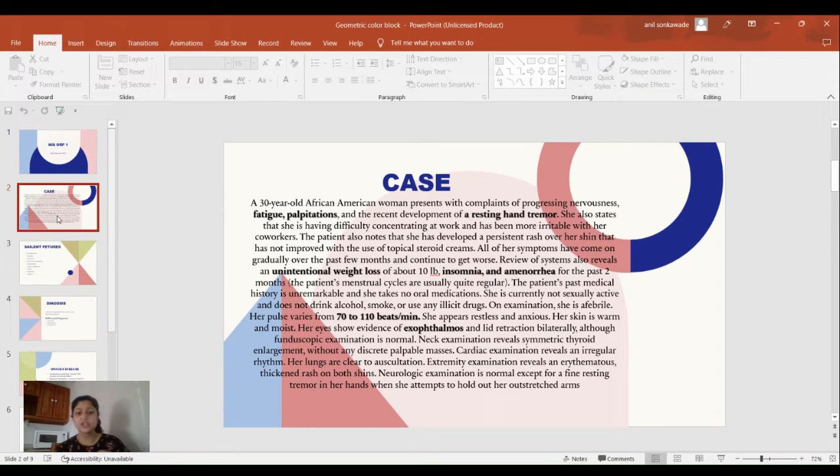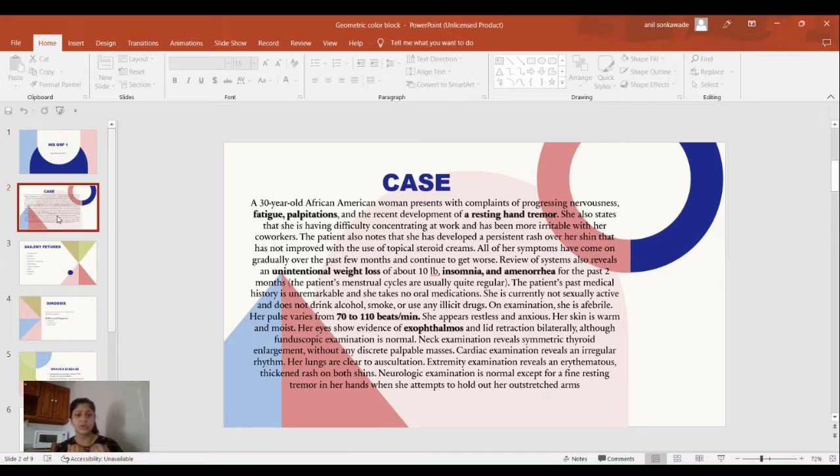So this is our case. We have a 30-year-old African American woman who presents with resting hand tremor, fatigue, palpitations, insomnia, amenorrhea, and unintentional weight loss of about 10 pounds. Her heart rate is 70 to 110 beats per minute, and she has exophthalmos.